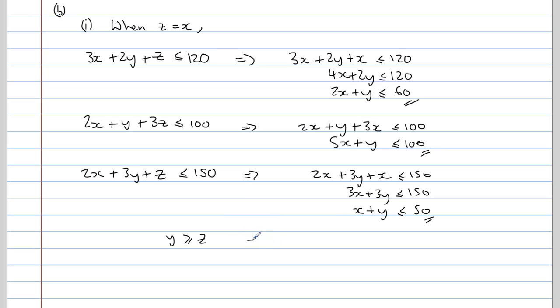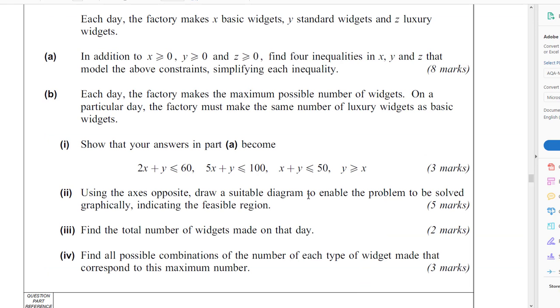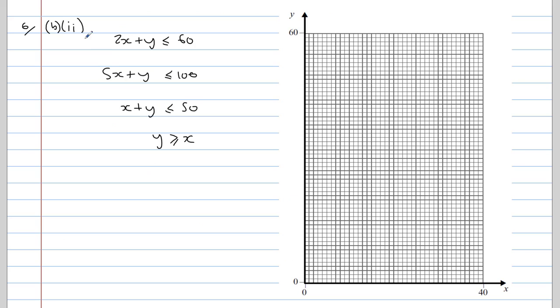And the final one, y is greater than z, that's just going to become y is greater than or equal to x. And there we have the 4 inequalities that we need. In part 2, it says using the axes opposite, draw a suitable diagram to enable the problem to be solved graphically, indicating the feasible region. So here are our 4 inequalities that we need to draw.